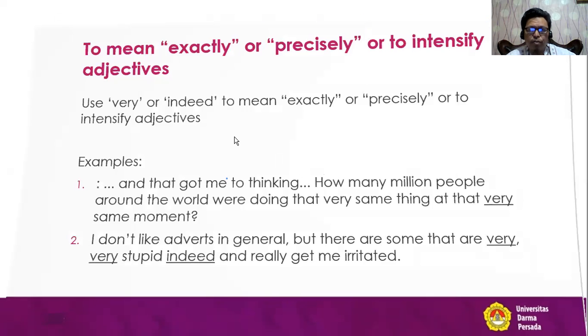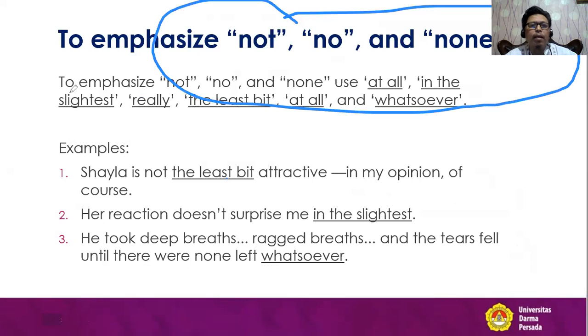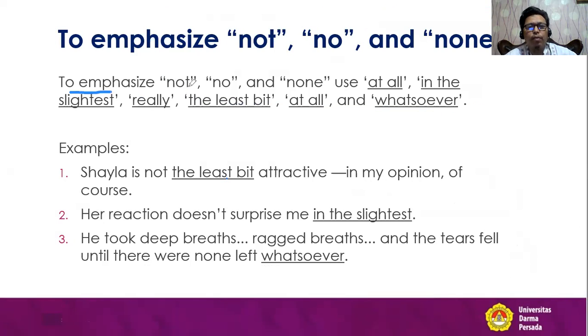Number 3 is to emphasize not, to emphasize no, and to emphasize none. So we are talking about something negative. To emphasize not, to emphasize no, we use at all, we use in the slightest, we use really, we use the least bit, we use whatsoever. I think I have to cross this one out because it is the same as this one.